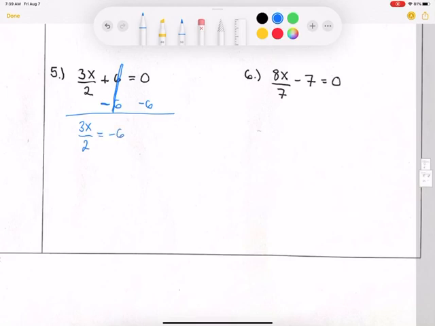Now I have to get rid of the fraction. To get rid of the fraction, I need to move the denominator. I need to get rid of the denominator by multiplying both sides of the equation by 2. So I'm multiplying this fraction and that negative 6 by 2. On this side, the 2's cancel, and it leaves me with 3x. On the right-hand side, I have negative 12. Now I'm going to divide both sides by 3 to get x by itself. So x equals negative 4.